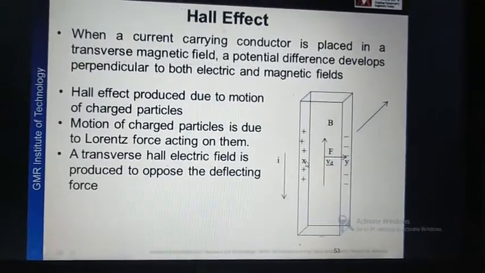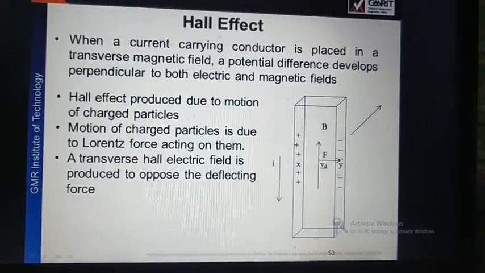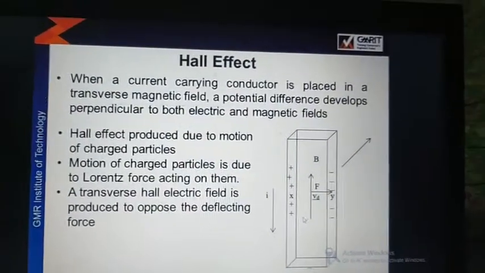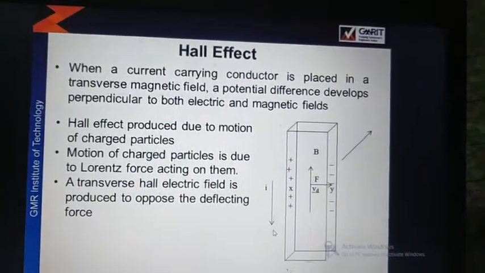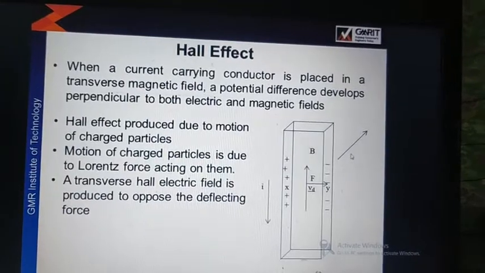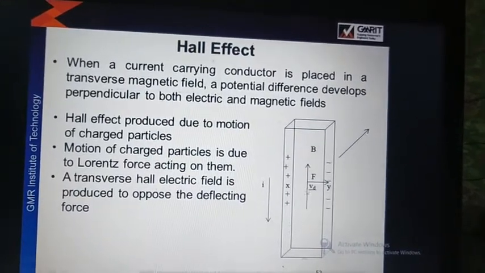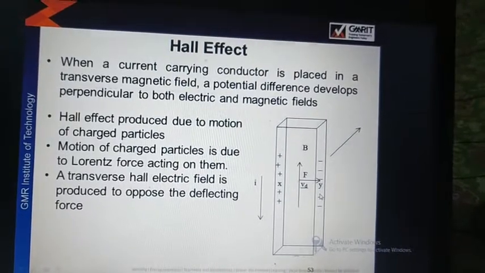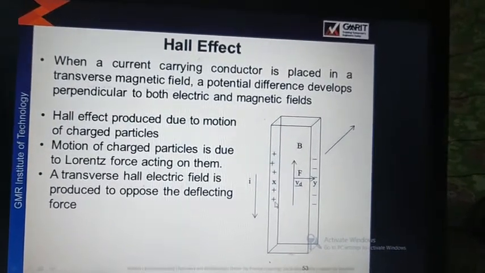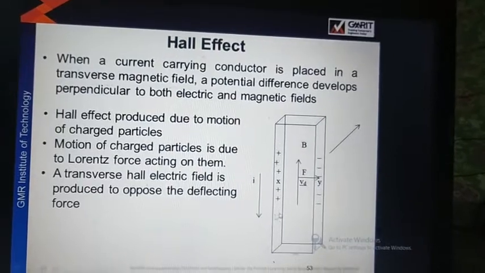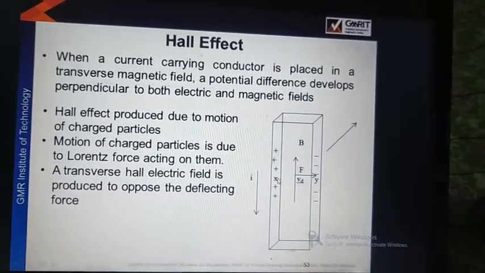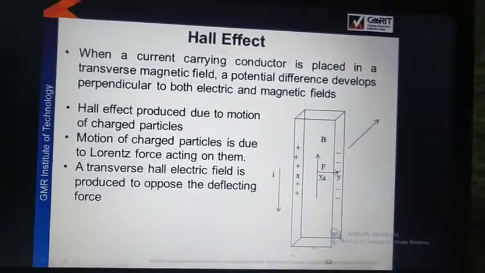Here this is representing x-axis, this is representing y-axis and this is representing z-axis. I applied current in one axis, x-axis. I applied magnetic field in z-axis, so a force got developed in y-axis. Due to that, all negative charges came one side and all positive charges came other side. Due to that, on both of these sides, a potential difference is created along the y direction. So that is what was written here.